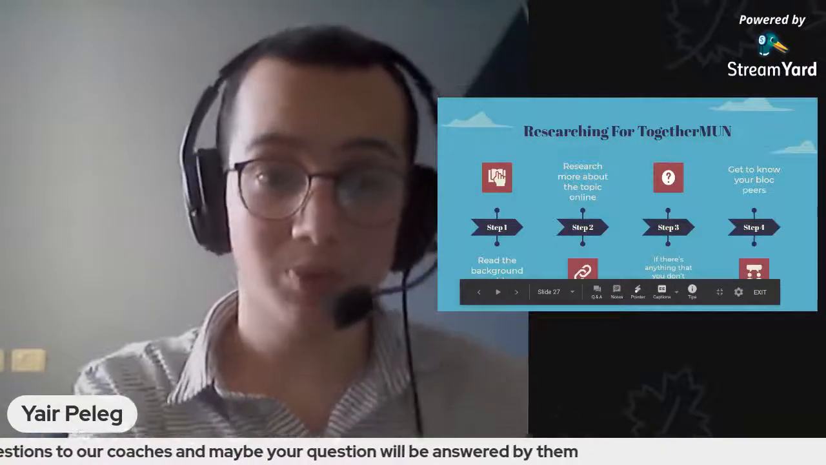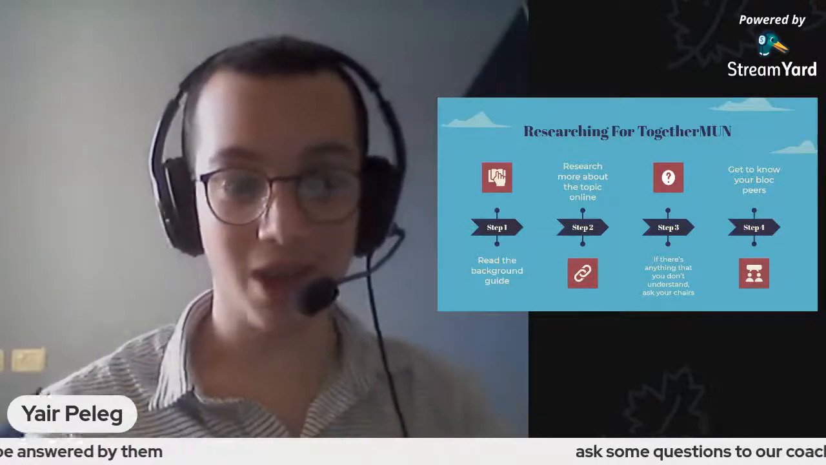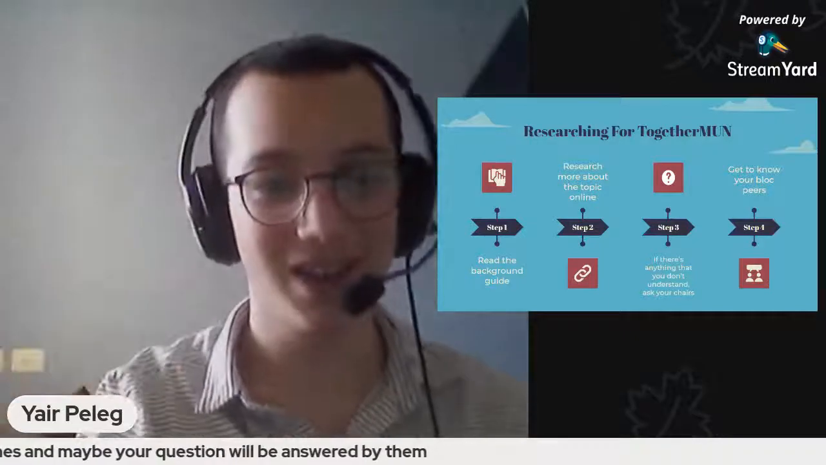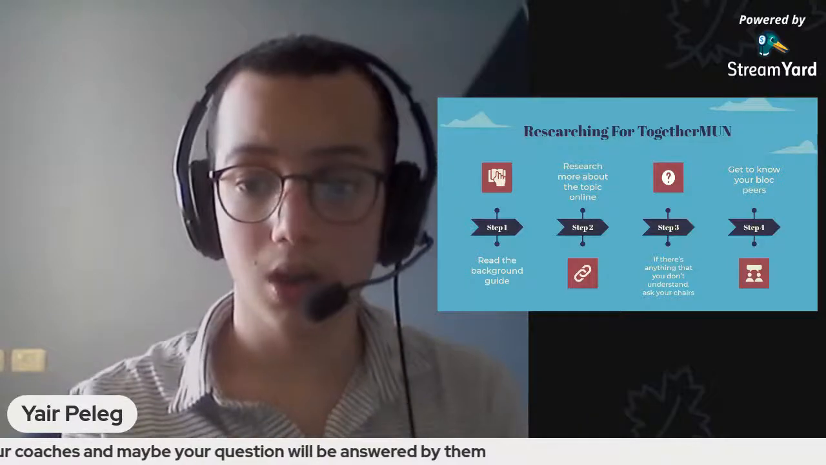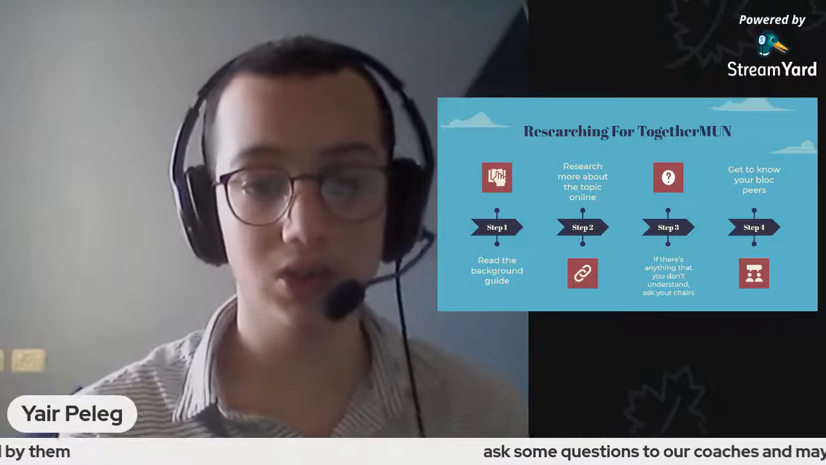So I can give you four tips for researching. First of all, read the background guide. It was sent to you via email and it is available on our new website. Yay! They are really detailed. They are made by our amazing chairs that you saw already. Afterwards, you can research more about the topic online. You can research on many pages, but please be sure to know that it is credible. So don't use Wikipedia or other sites like this. Use good sites, not bad sites.